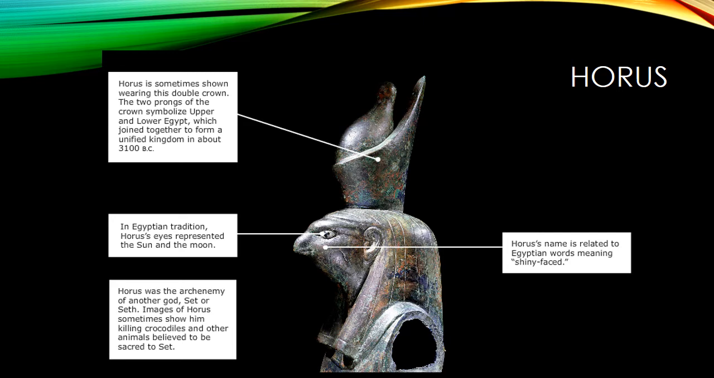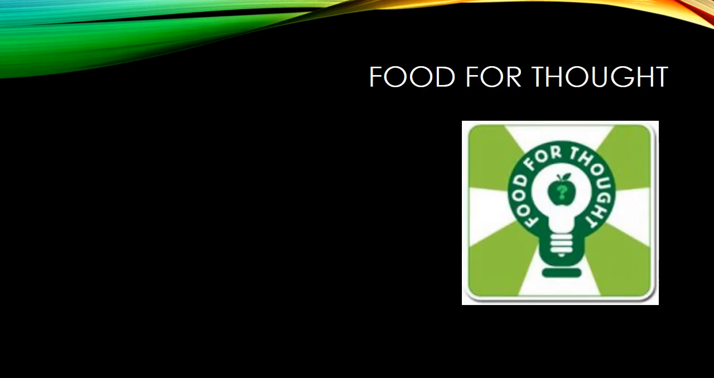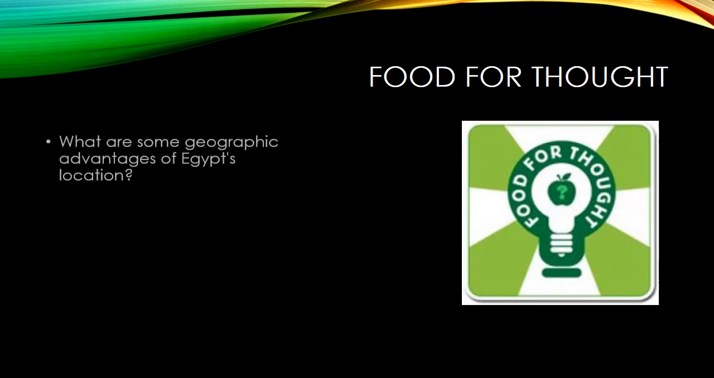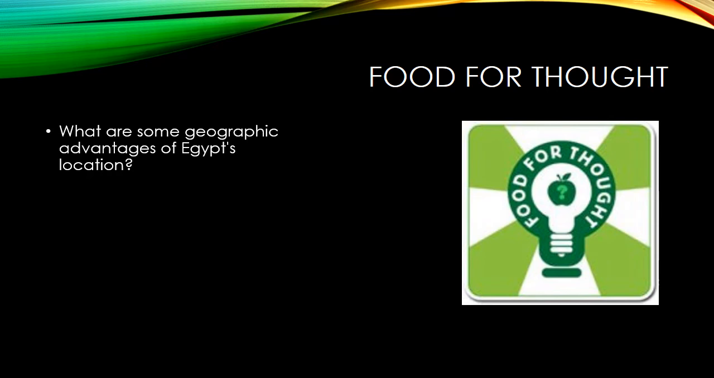It developed over time. Let's do a little food for thought. So what are some geographic advantages to Egypt's location? Let's think about that. We talked about that in the bell ringer. What are some geographic advantages to Egypt's location? Obviously, the Nile is right there. We talked about how the desert and the river offer protection. We also talk about how it's the only fertile place in the area. So these geographic advantages are definitely due to its location.